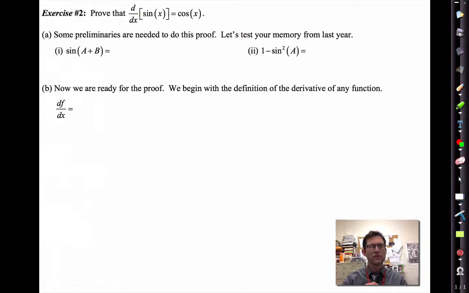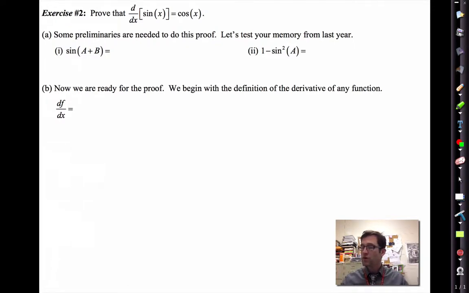So what I'd like you to do is take a look at letter A, point number 1 and point number 2, and see if you can remember what the identities are for sine of A plus B and 1 minus sine squared A. If you can't figure them out, maybe pause the video and do a little bit of an internet search. Even though that means you don't remember, it's still a good thing to be able to find the information on your own. So pause the video now and take as much time as you need.